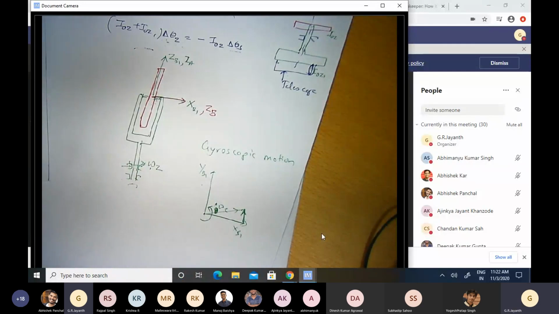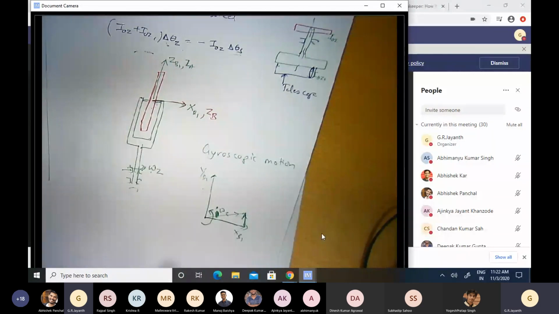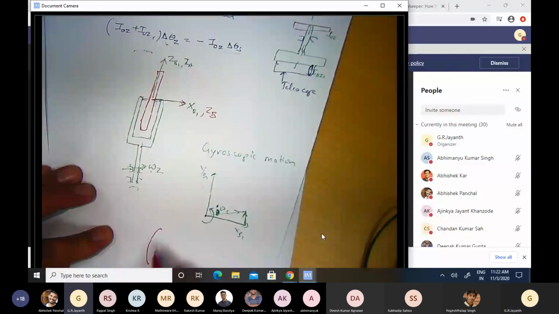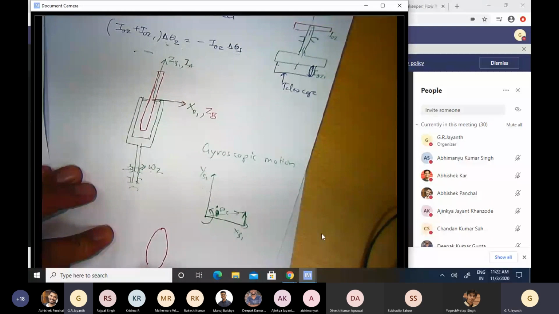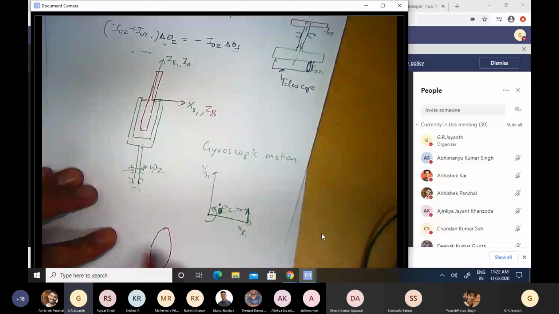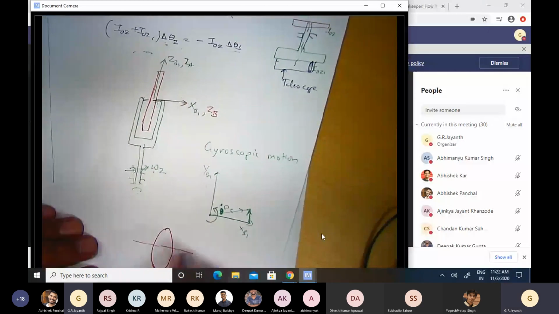Okay. Now this can be generalized. So for example, if I have a spinning wheel, you can define, so this is a spin axis.